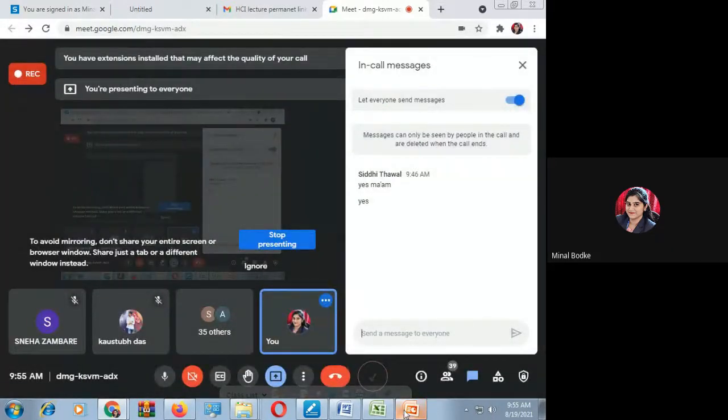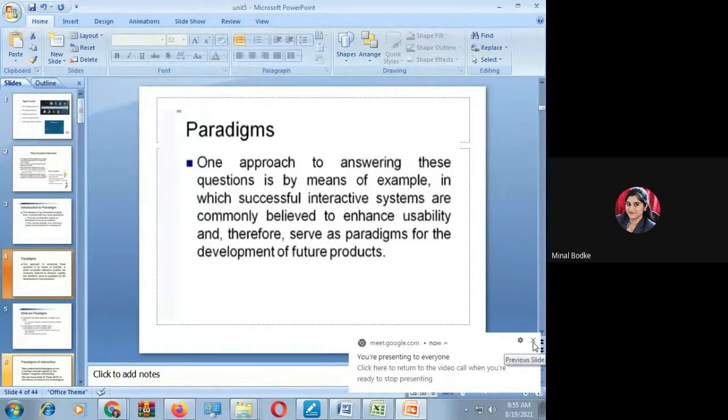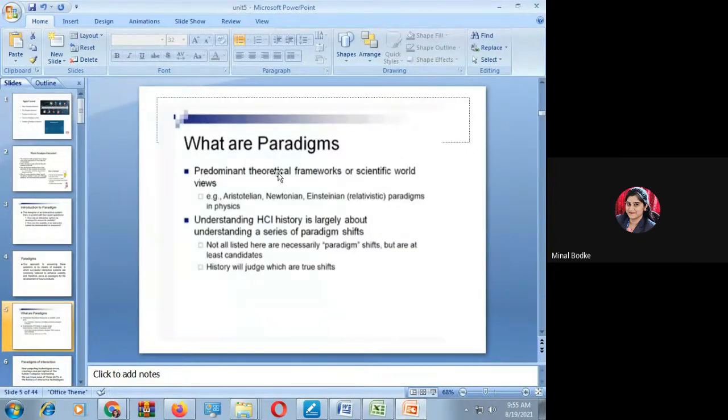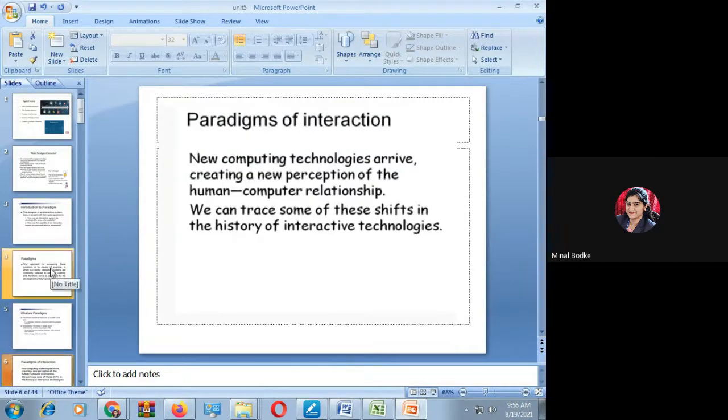Similarly, what was the first mode of interaction? We are going to see here the theoretical framework. Paradigms are nothing but a framework or scientific world views. So you are going to take the views of the scientists who developed the first version, second version, and so on. Understanding HCI history is largely about understanding a series of paradigm shifts. So we are going to see the shifts, how it was done.